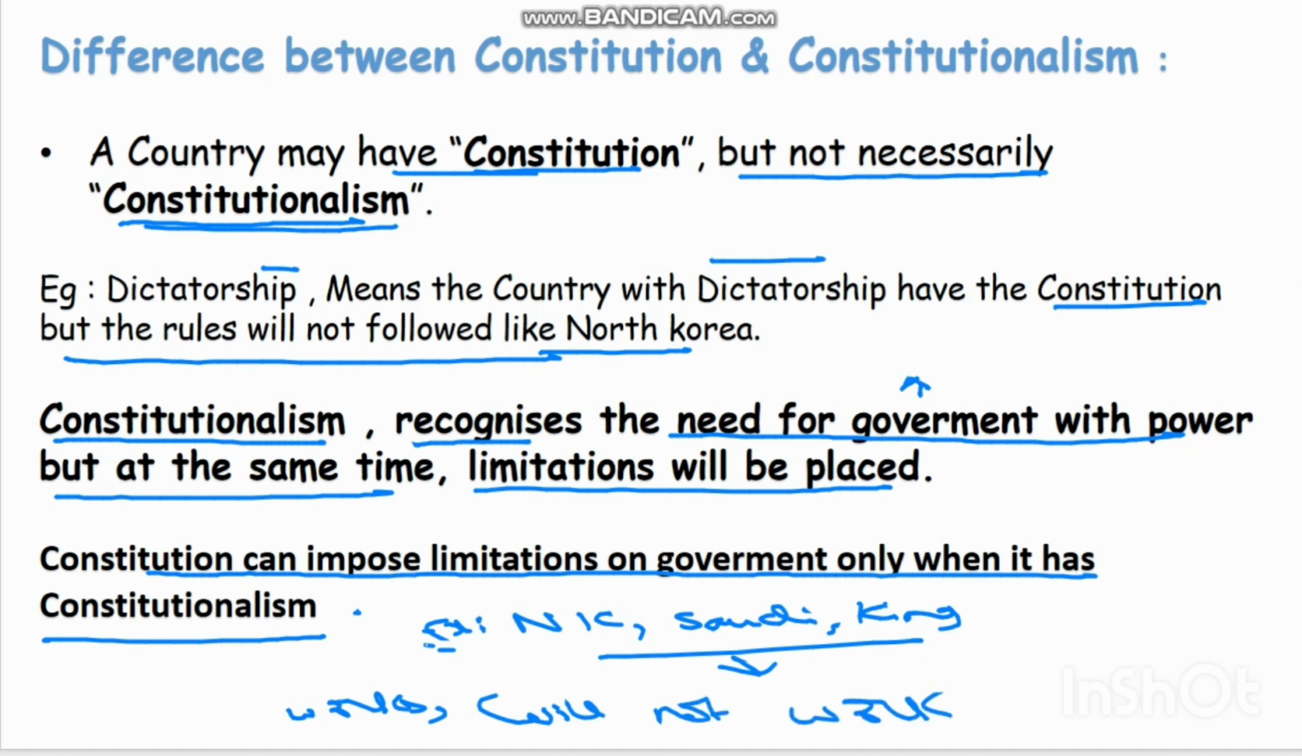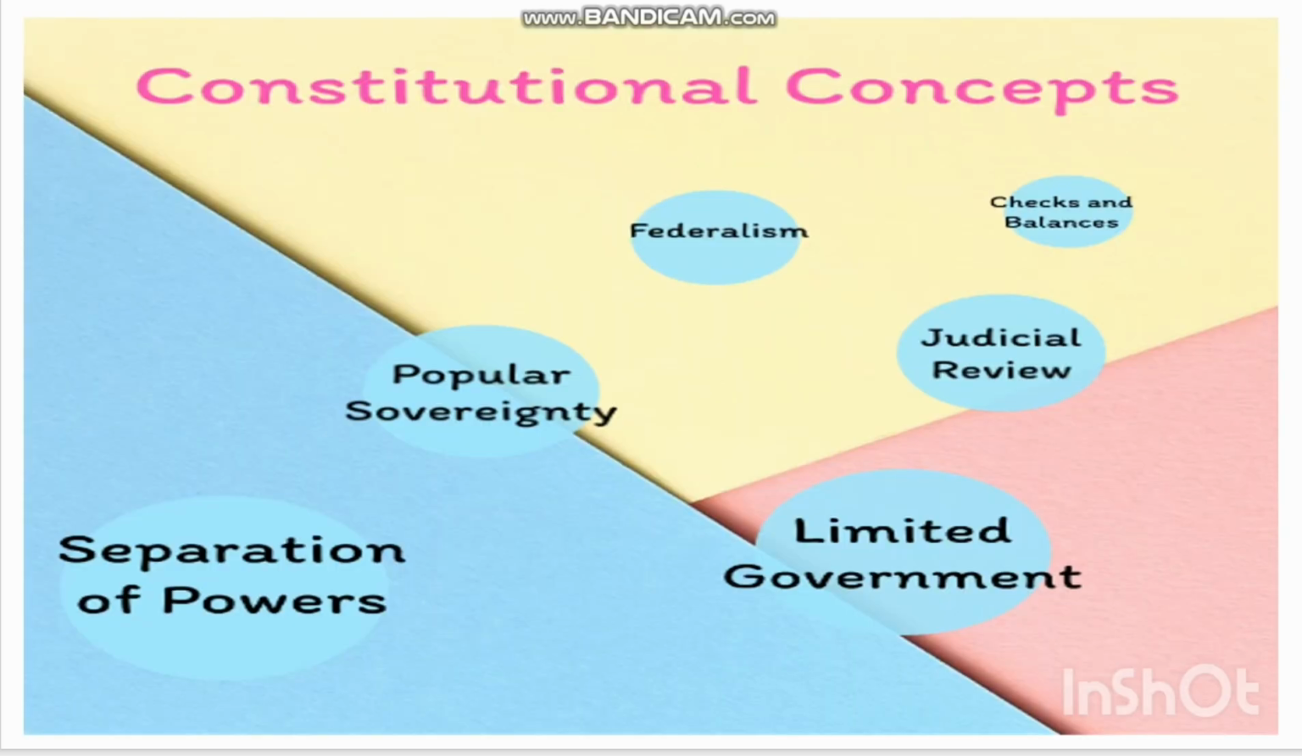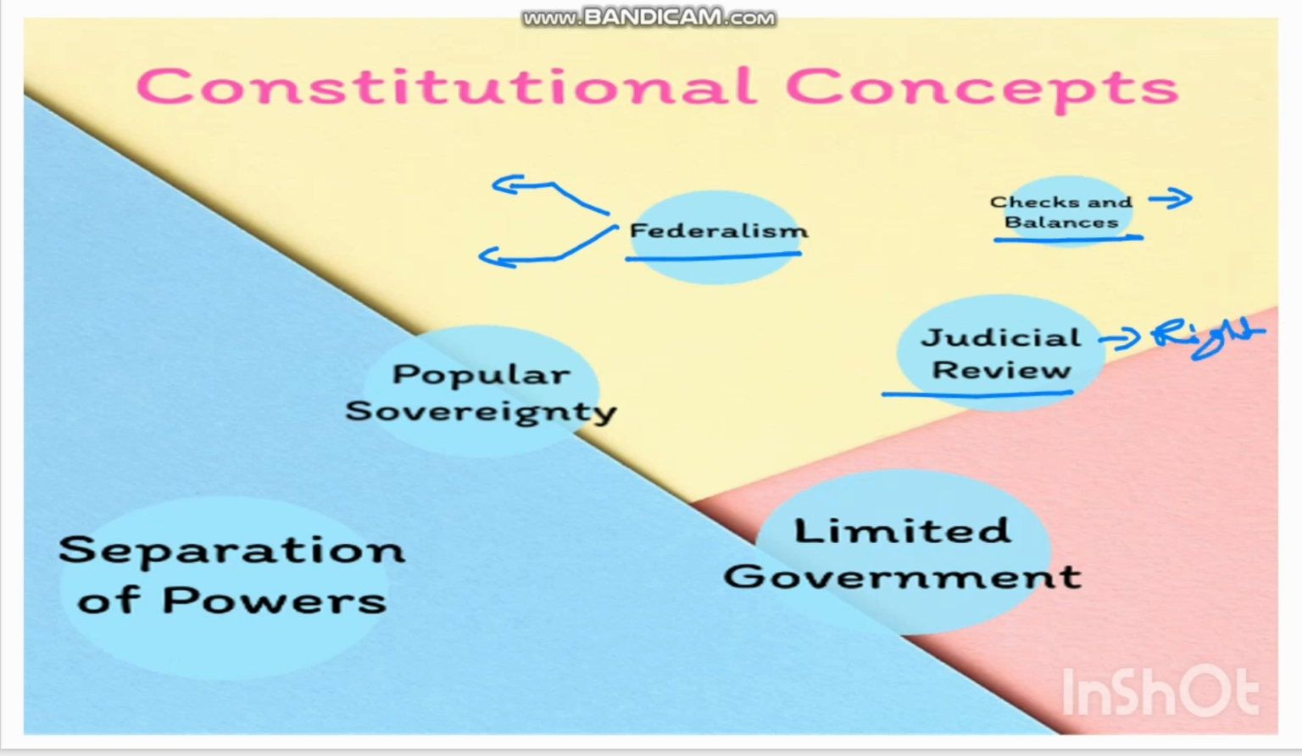So what kind of features make a country one with constitutionalism? Federalism. The state and center have different lists, and the state will not interfere with the center, and the center will not interfere in the state. Checks and balances. If any law is made, they need to check whether it was fair, made in a legal way, and did not affect the rights of the citizens. Judicial review. If any rights of the citizens are affected, then a citizen can directly go to the Supreme Court for judicial review.